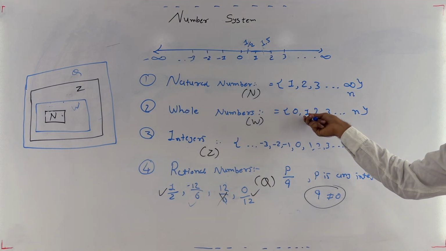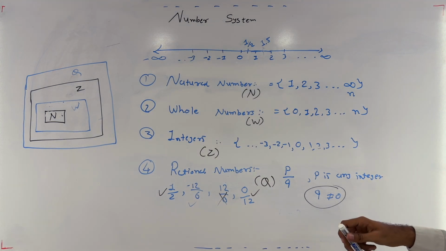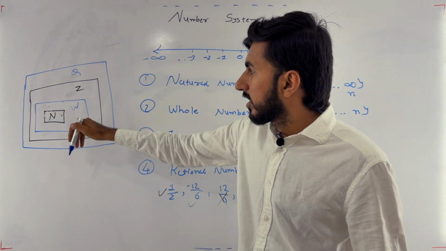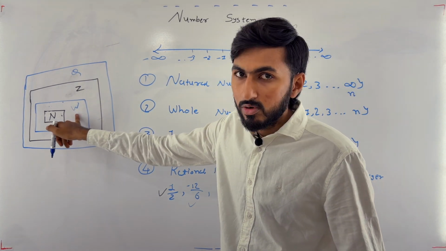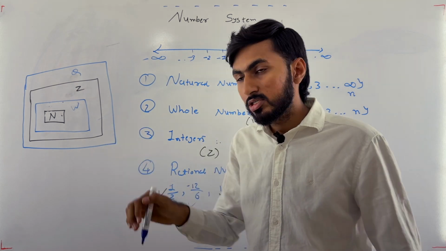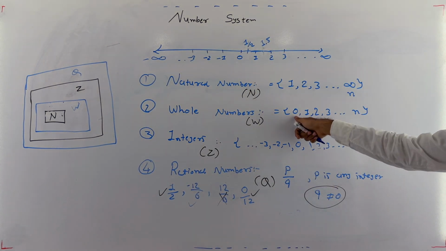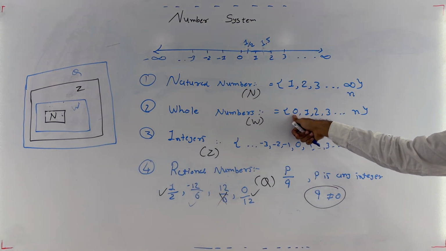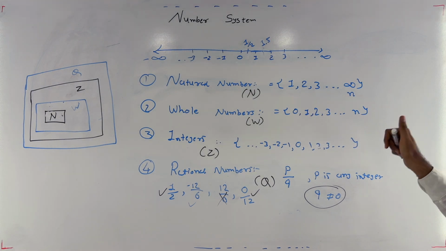So here you can see whole numbers also contain 1, 2, 3 and go on. Right, now what if I ask all the numbers that come under whole numbers also come under integers, you can see here all the numbers that come under whole numbers start from 0 and go on up to 1, 2, 3 and infinite.